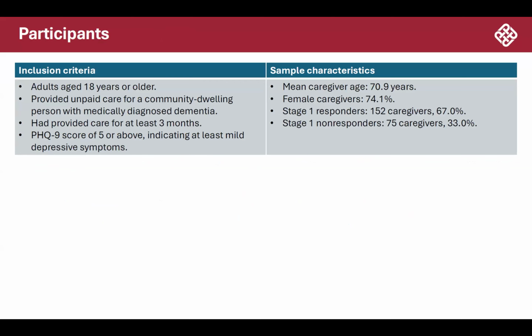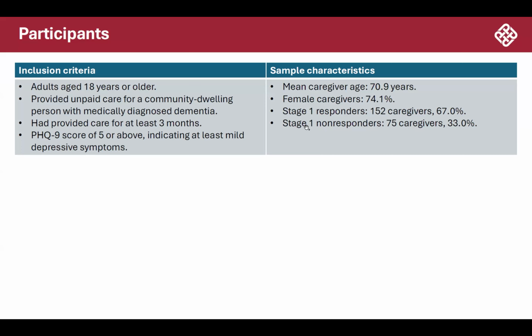For the inclusion criteria, we include the family caregivers who are aged 18 or above, and they provide unpaid care for older people with dementia in the community, and they must have provided the care for at least 3 months. We also target the family caregivers who already have mild to moderate depressive symptoms with a PHQ-9 score of 5 or above. So you can see our sample characteristics here. The majority of the family caregivers are aged 60, which means most of them are spouse caregivers, and about 74% are female family caregivers.